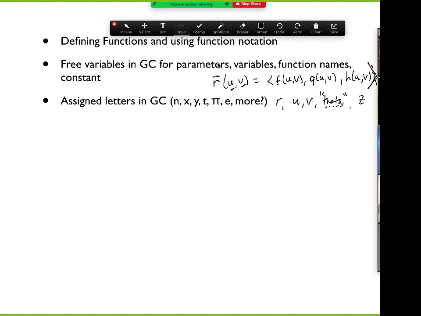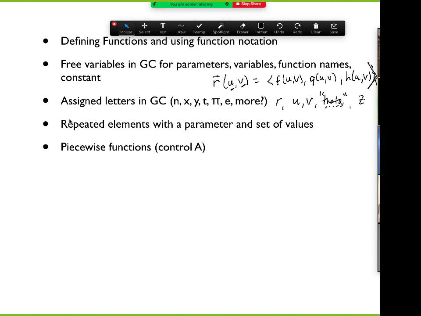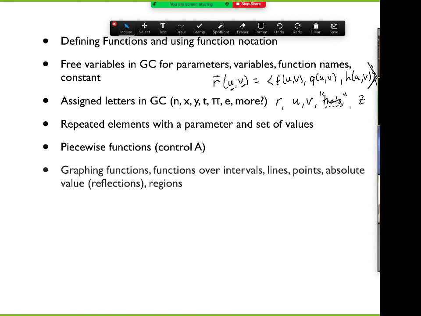All right, next one. This I want to show you after we get through the list. We have not done this yet, and there are a couple of things on the list we haven't talked about yet. This is one of them: repeated elements with a parameter and a set of values. Put that on hold for a second. Here's another thing I have not shown you yet, which I will show you right after we get done with the list, and that is piecewise functions. Use Control A to add new pieces to a function. We'll explore that a little bit.